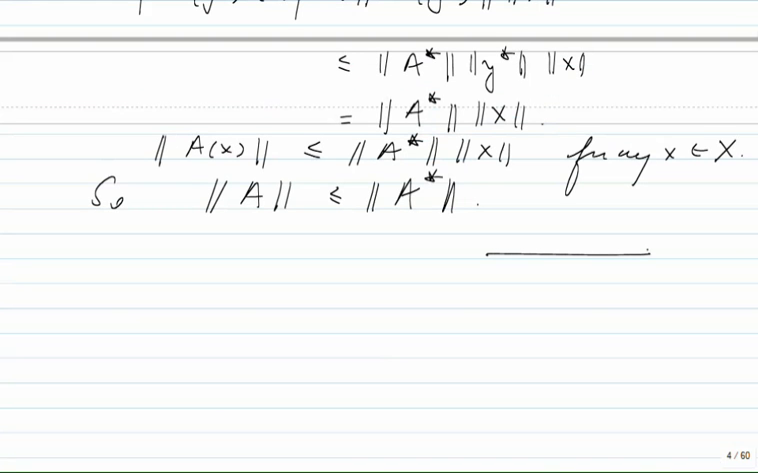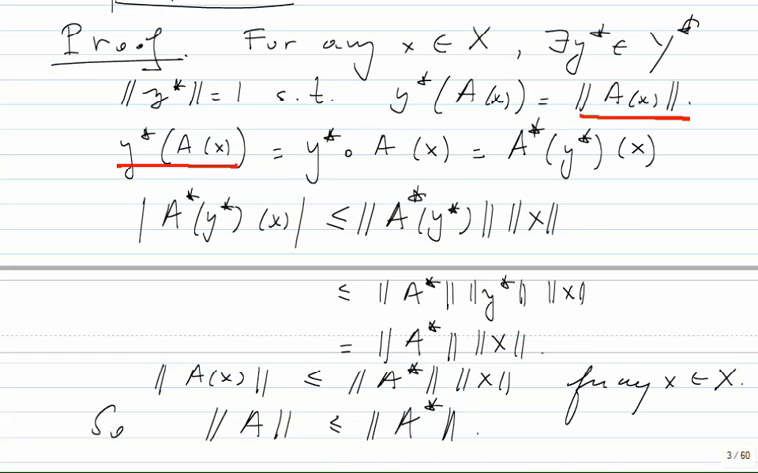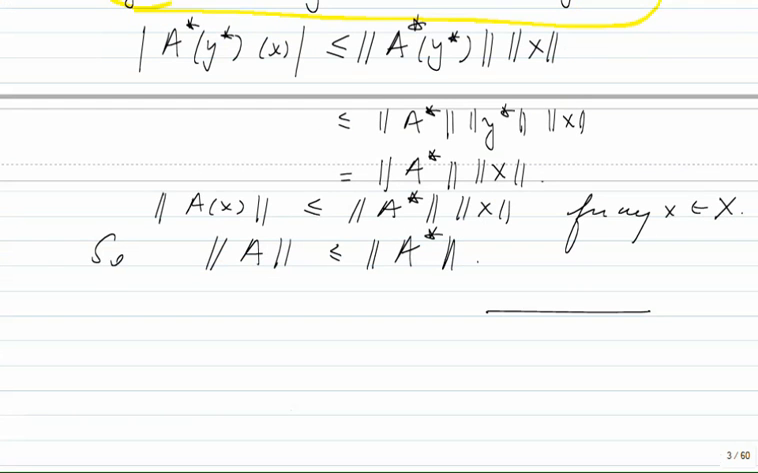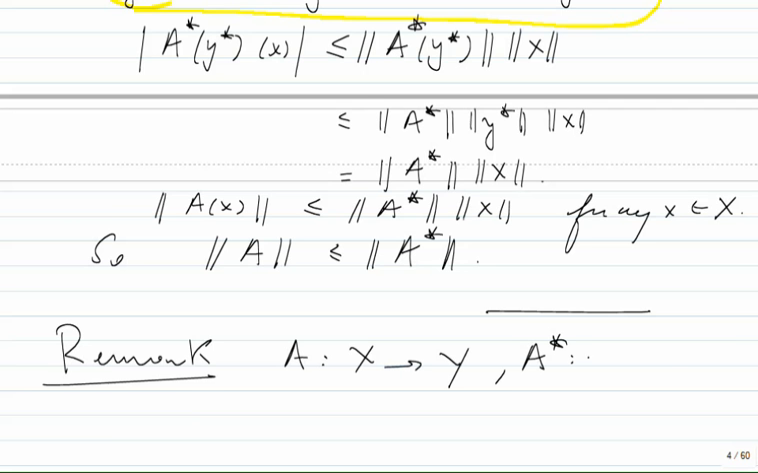But here we have a little bit more. I want to go back to what we wrote just here. This here is very interesting. Okay? So again, let me rewrite it here. So let me rewrite it, remark. So we have A goes from X into Y, A star goes from Y star into X star. So A star of Y star, that is Y star composed with A. This is very important. Okay?